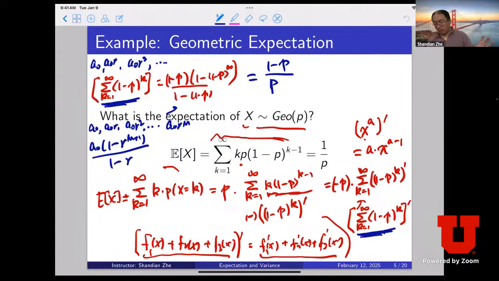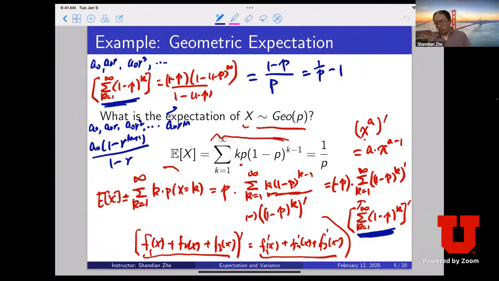I highly recommend everyone to replicate this derivation after class. We just want to review the derivation, which is (1 minus p) over p. So now you have the whole summation here. You just need to take the derivative over p.